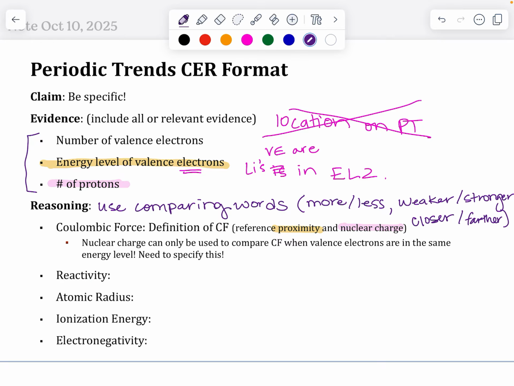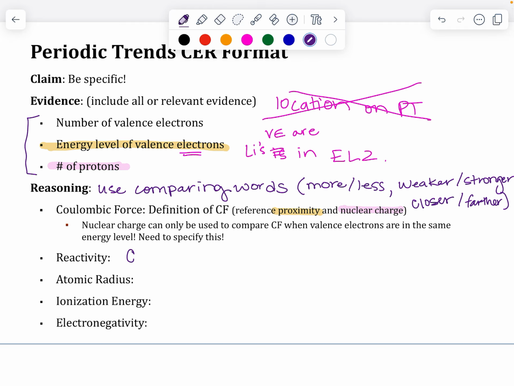When we're discussing reactivity, we're going to also discuss coulombic force. Do we want a strong or a weak coulombic force? And with that, we talk about how something can become reactive. So reactivity is something looking to gain or lose electrons. And we want to talk about that octet. How can I get closer to that octet? By gaining or by losing? I don't need to reference anything else aside from coulombic force and reactivity when I am writing that reasoning.